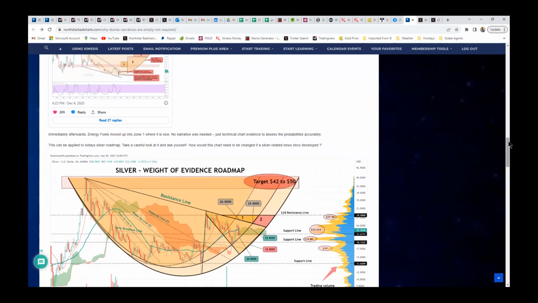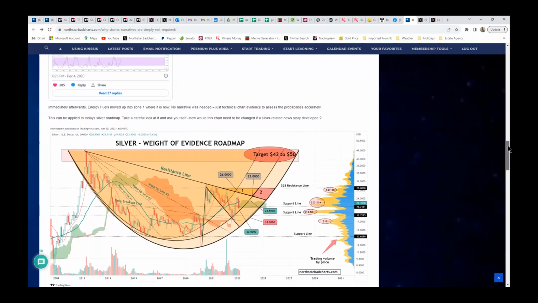All you can do is arrive at a range of probabilities to suggest what is likely to happen, not what will happen. So this can be applied to today's silver roadmap, and this is the roadmap up towards the $50 area. It says take a careful look at it and ask yourself, how would this chart need to be changed if a silver related news story developed? Let's have a look at it.